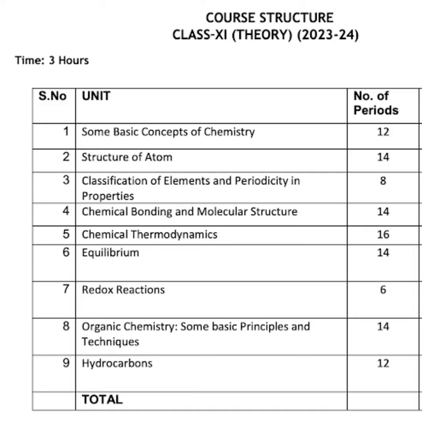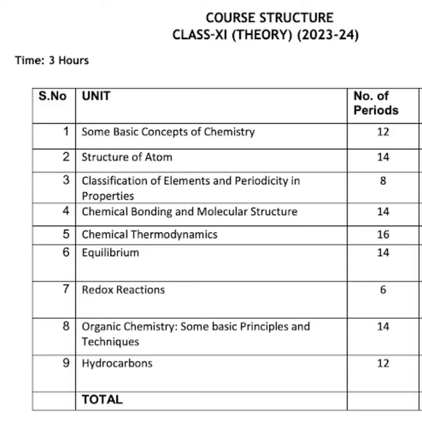So the first unit in theory is on some basic concepts of chemistry, which has about 7 marks, and the second unit is on structure of atom, which is of about 9 marks, and the third unit is on classification of elements and periodicity in properties, of 6 marks.